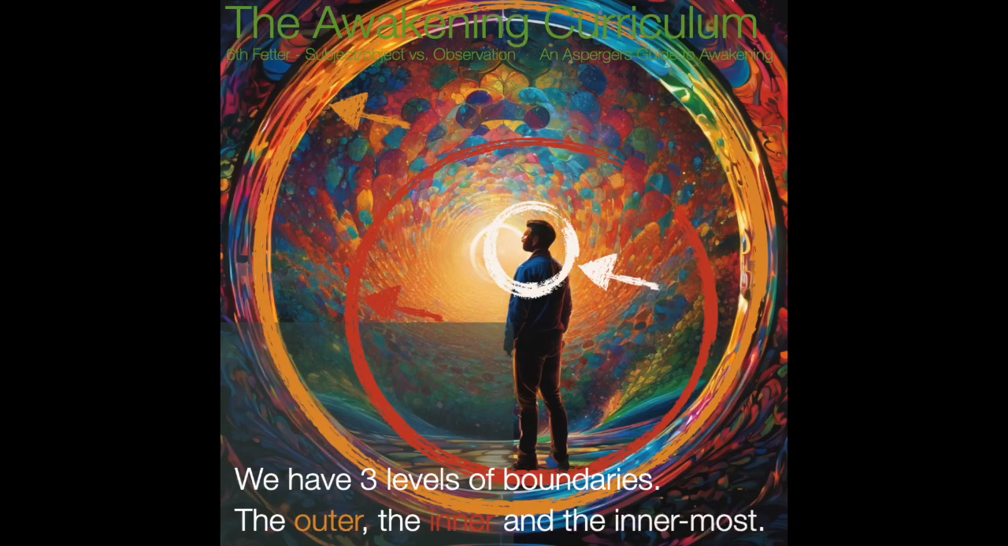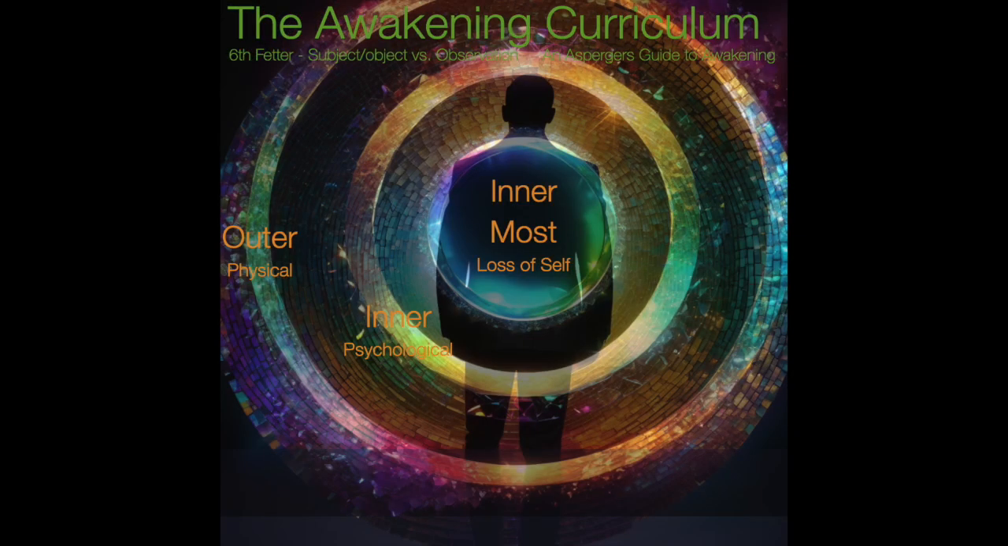So the way that we work with it, when we talk about boundaries, we talk about there being 3 layers of boundaries. The outer boundary is the distance between me and them. It's all the exterior things.